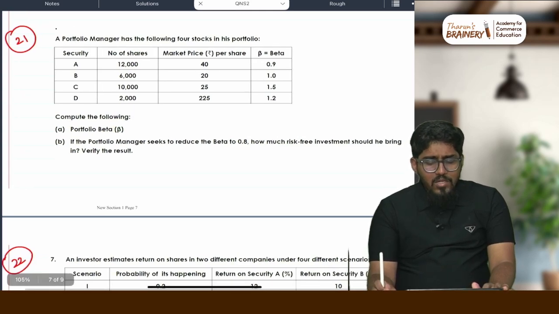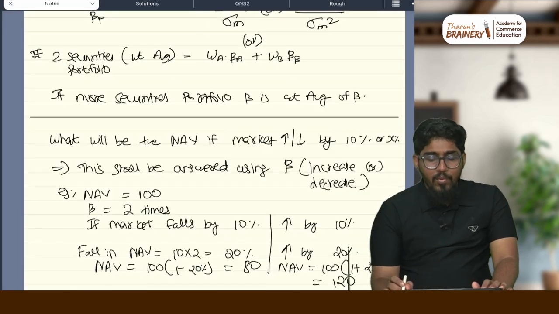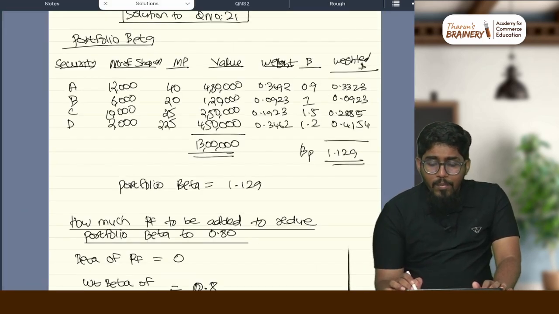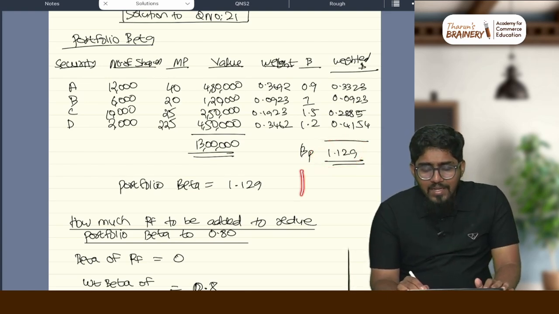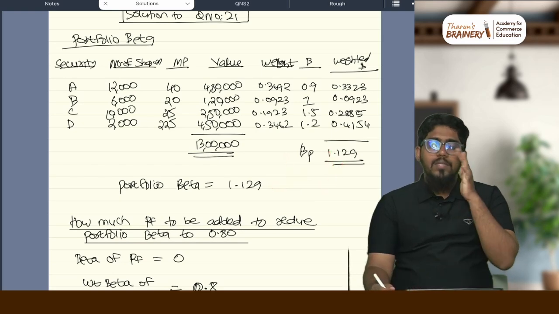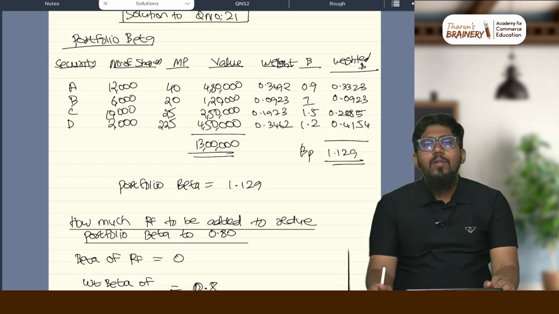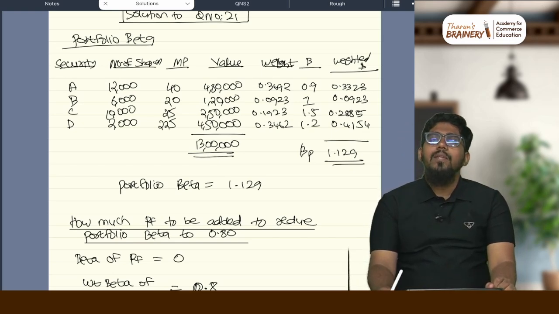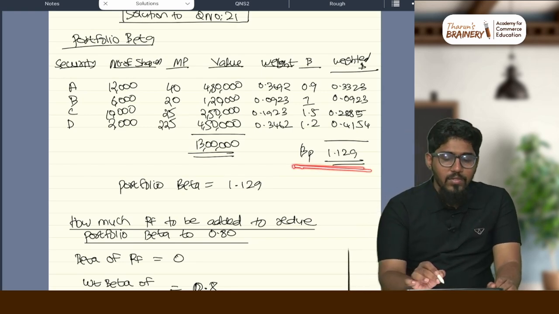What is it telling? If the portfolio manager seeks to reduce the beta to 0.8, currently my portfolio is 1.129 times sensitive to the market, which means if my market is increasing by 1%, my portfolio will increase by 1.129%. If my market is falling by 1%, my portfolio will fall by 1.129%. This is the meaning of beta. Now he is telling, I don't want too much sensitivity. I want 0.8 sensitivity, so I want my portfolio beta reduced to 0.8.